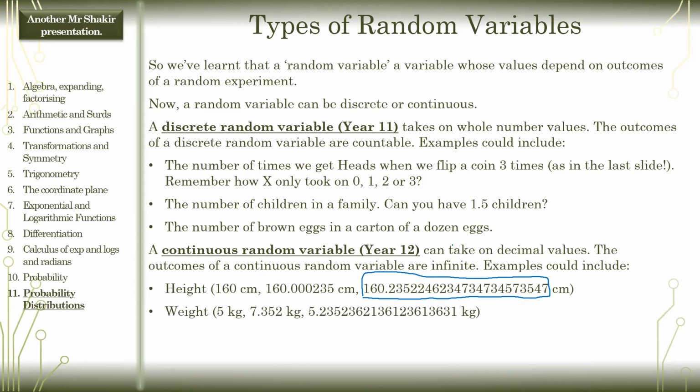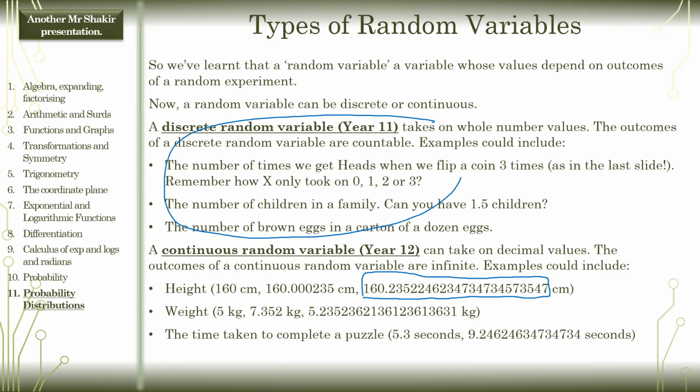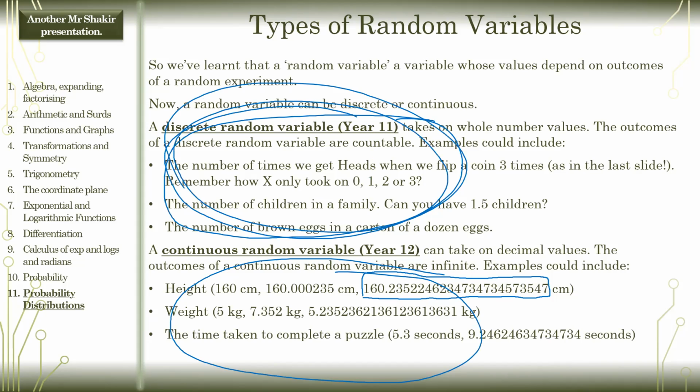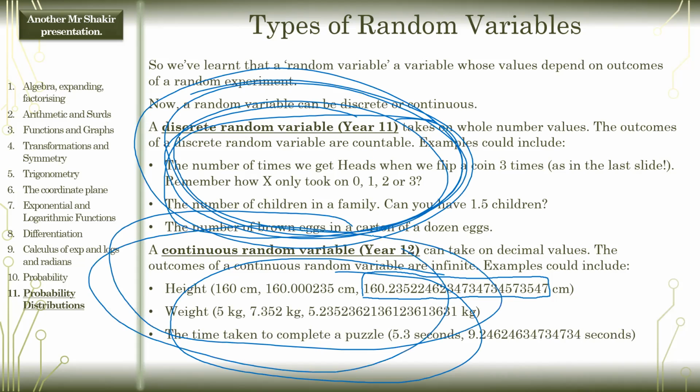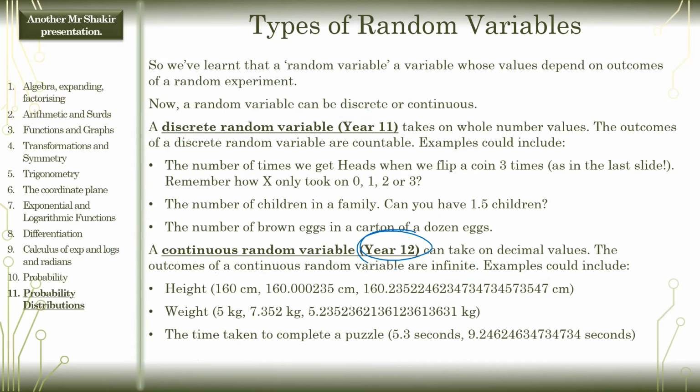Same with weight, and same with the time taken to complete a puzzle. So in general, these are countable things. These are measured things. We count these. If you count it, generally, it's going to be a discrete random variable. And if you have to measure it, it's going to be a continuous random variable. Now we do continuous variables in year 12. We're only concerned with discrete random variables in year 11.